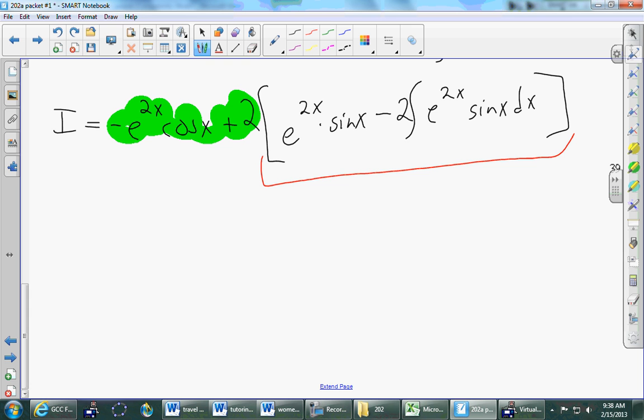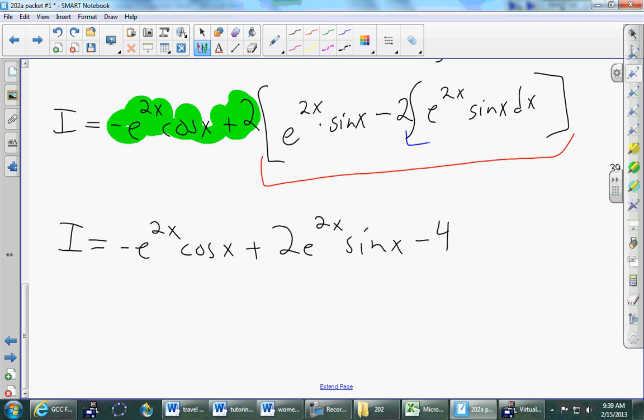And I'm going to write it like this. Original integral equals, copying the green, distributing that 2. So what's the coefficient on the last term here? It's -4. What's another name for this integral? Can we call it I? Right, it's I. It's the original. That's what Cole said.